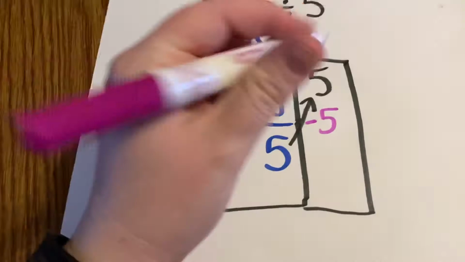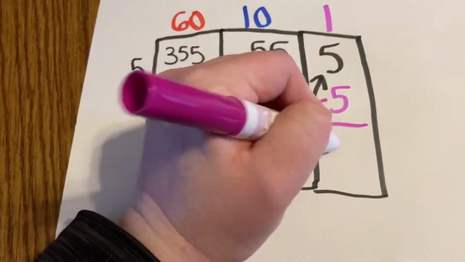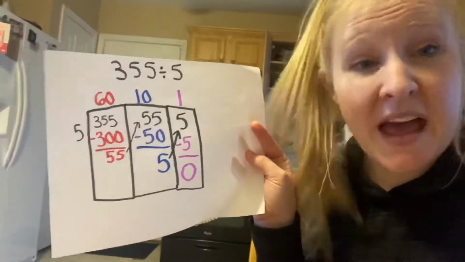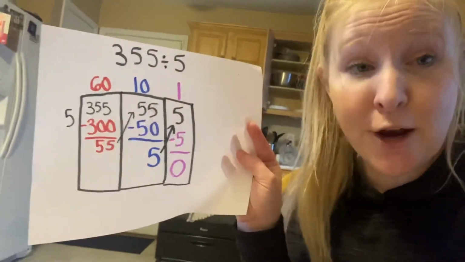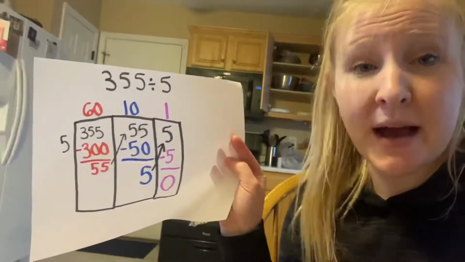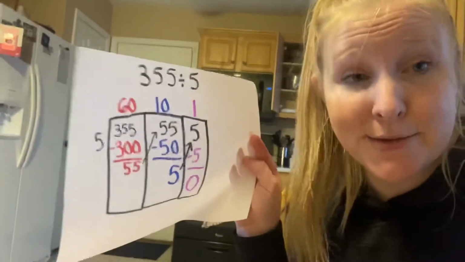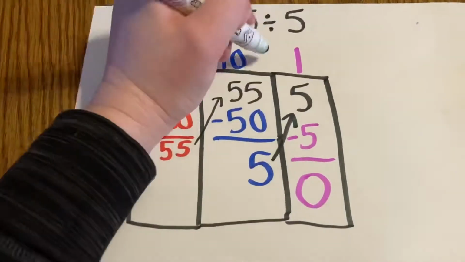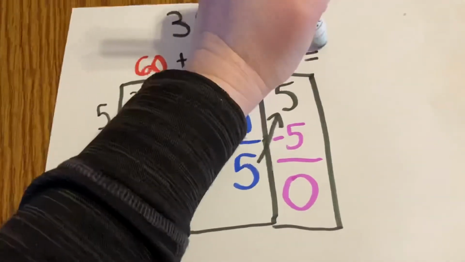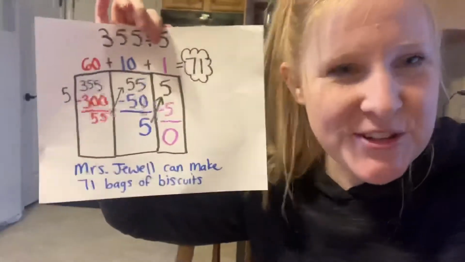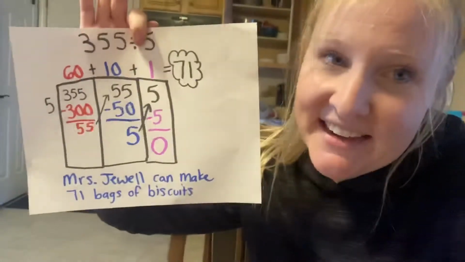And notice when I subtract 5 minus 5, I do get 0. So I cannot go any further. So from that point, my final step is to add all the multipliers that I pulled out, all the parts I pulled out, which are the numbers on top. So I'm gonna add my 60 plus 10 plus 1 to get my final answer, which is my quotient. Miss Jewell can make 71 bags of biscuits.